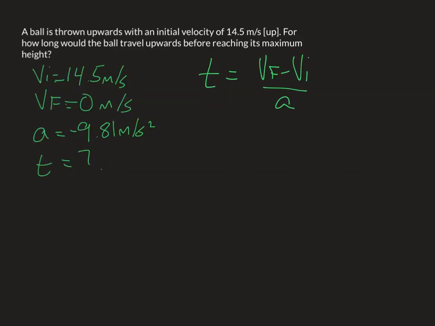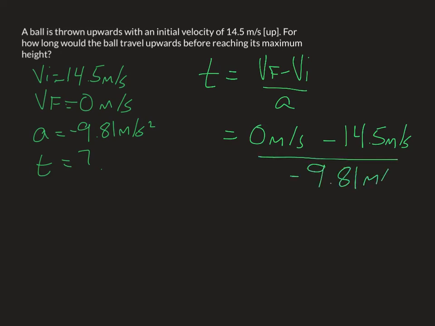All right, so we've done all the hard work. Now the easy part, we're just going to plug all our numbers in and solve the problem. So here we go. Our final velocity was 0 meters per second. Our initial velocity was 14.5 meters per second upwards. And then our acceleration is negative 9.81 meters per second squared.